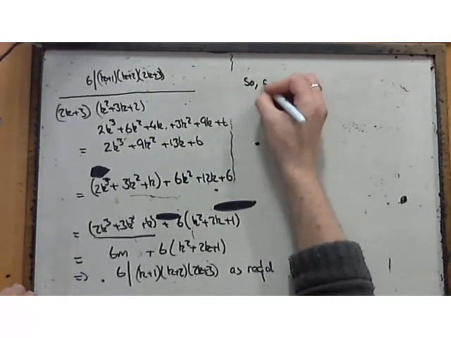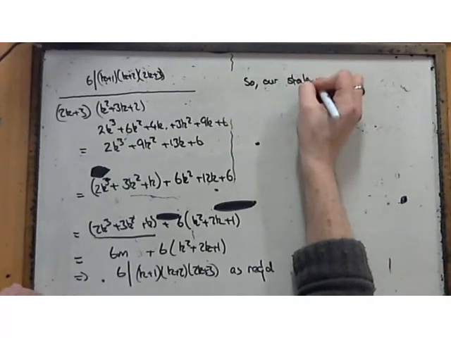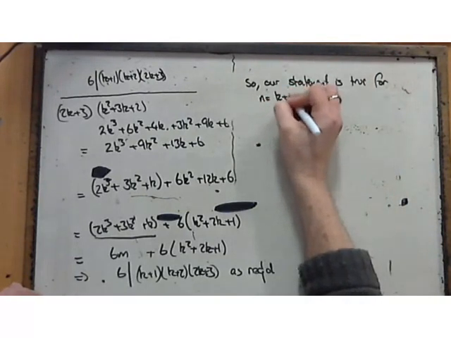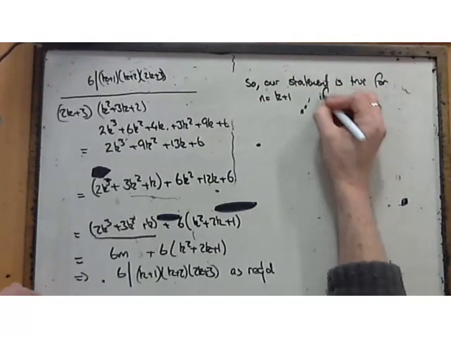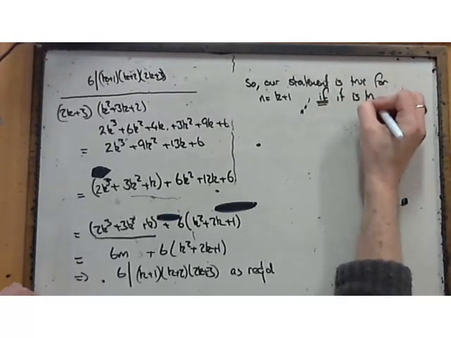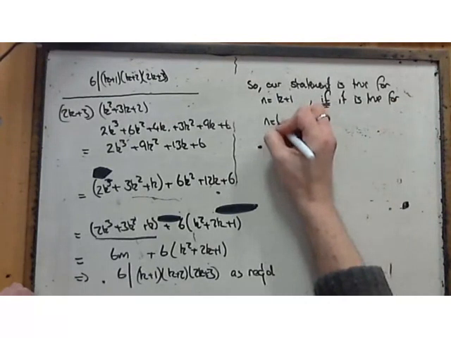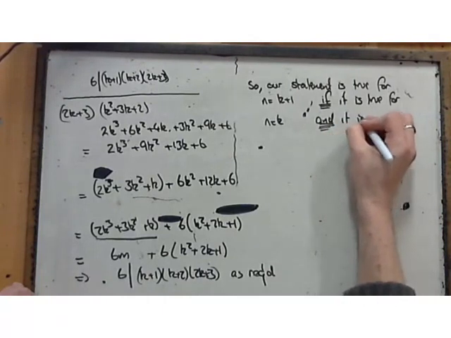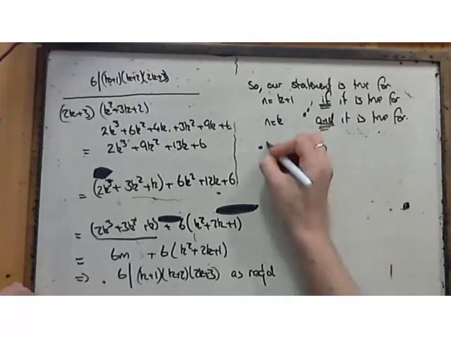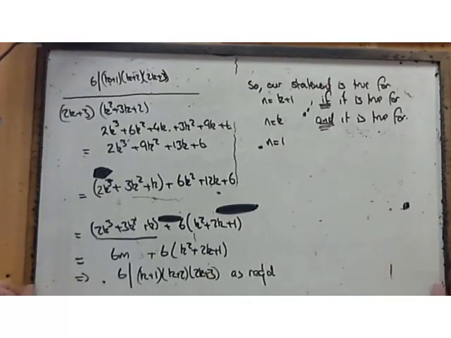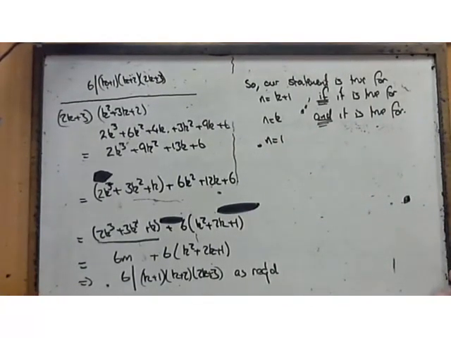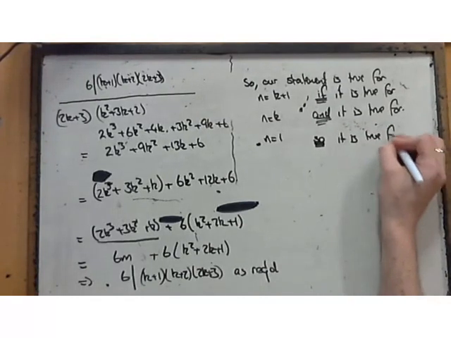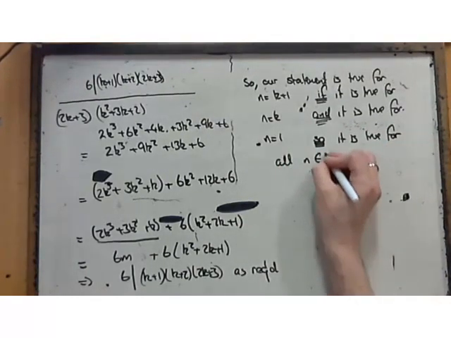So, our statement is true for n is equal to k plus 1 if it is true for n is equal to k, and it is true for n is equal to 1. Okay, and it is true for n is equal to 1. So, it is true for all n, elements of the natural numbers.